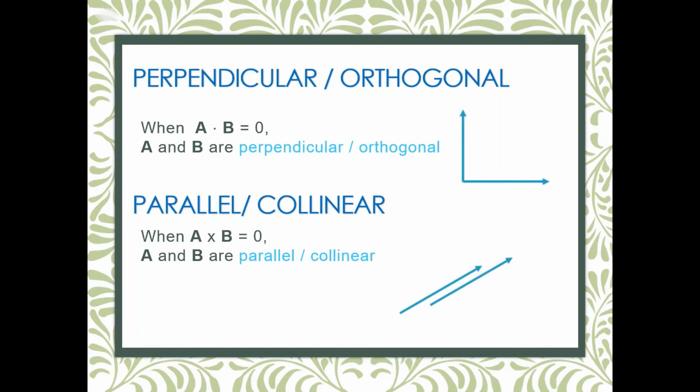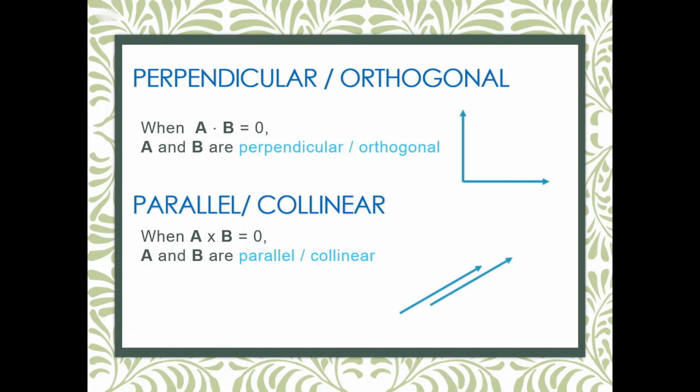Take note that when A dot B is equal to 0, the vectors A and B are said to be perpendicular or, in other words, orthogonal. This is because when the two vectors are orthogonal, the angle between these two vectors is 90 degrees. When you substitute into the formula, cos 90 degrees is equal to 0, which results in A dot B equal to 0. On the other hand, when A cross B is equal to 0, the vectors A and B are said to be parallel or, in other words, collinear.